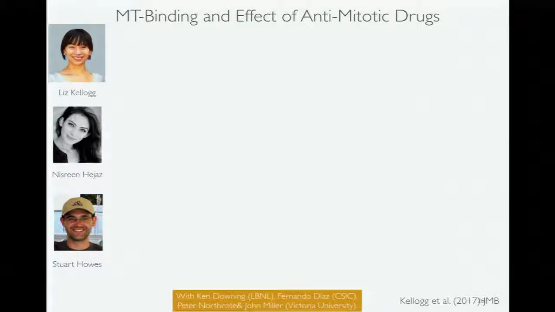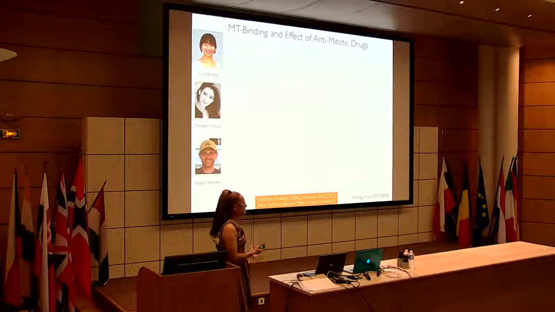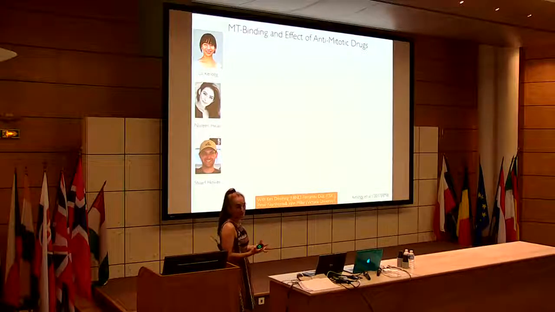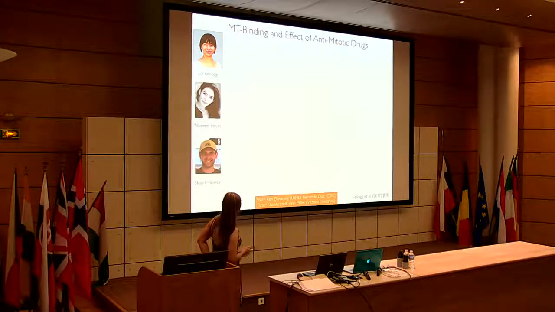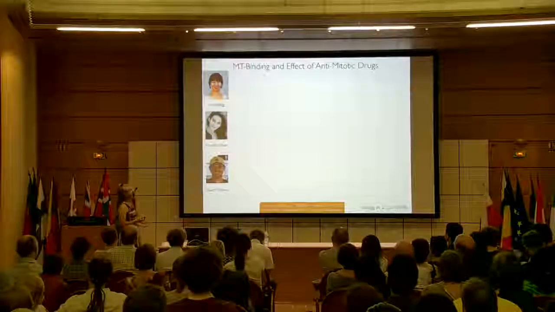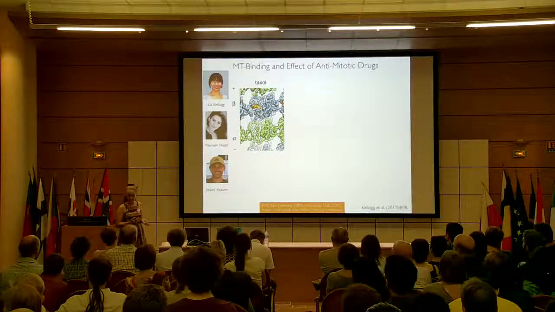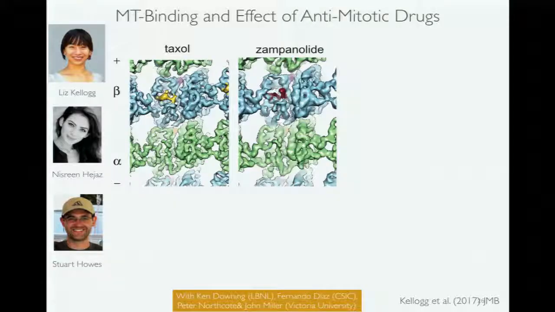So, of course, we have this pipeline now to get relatively good resolution of microtubules, and now we can look at many things. One of the things that we can look at are antimitotic drugs, okay? This is important. We all have the vision that one day this methodology is going to be useful for drug screening and things like that. So Liz, Nisreen, and Stewart looked at three drugs bound to the microtubule. One is the Taxol that we had already studied in the context of these aberrant polymers. The other one is zampanolide.